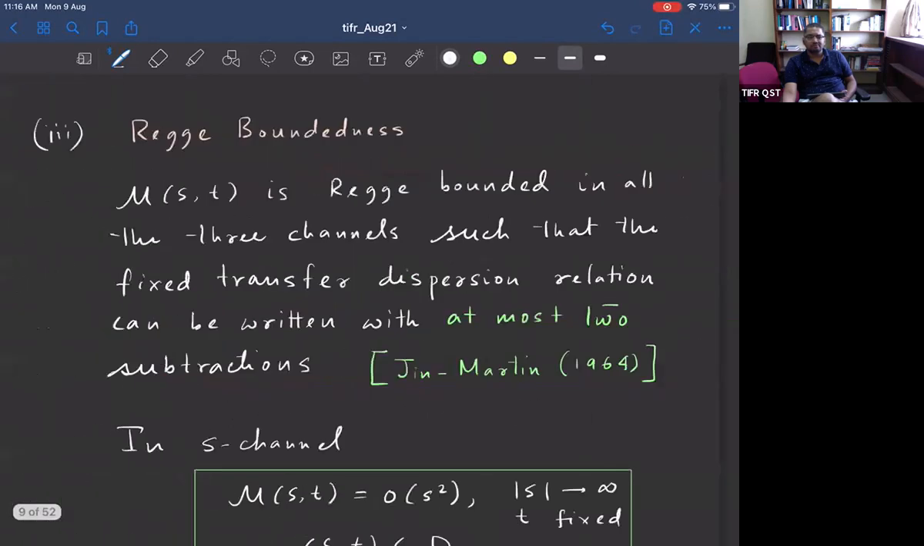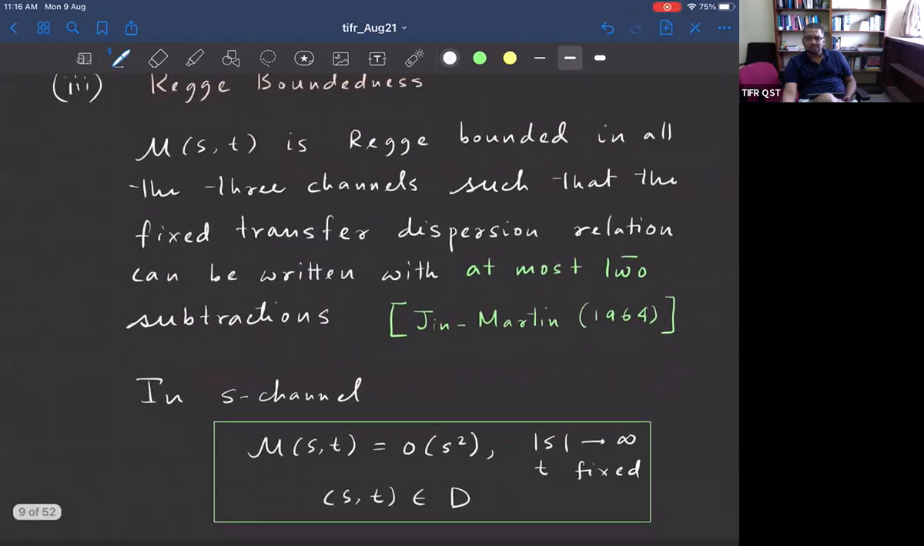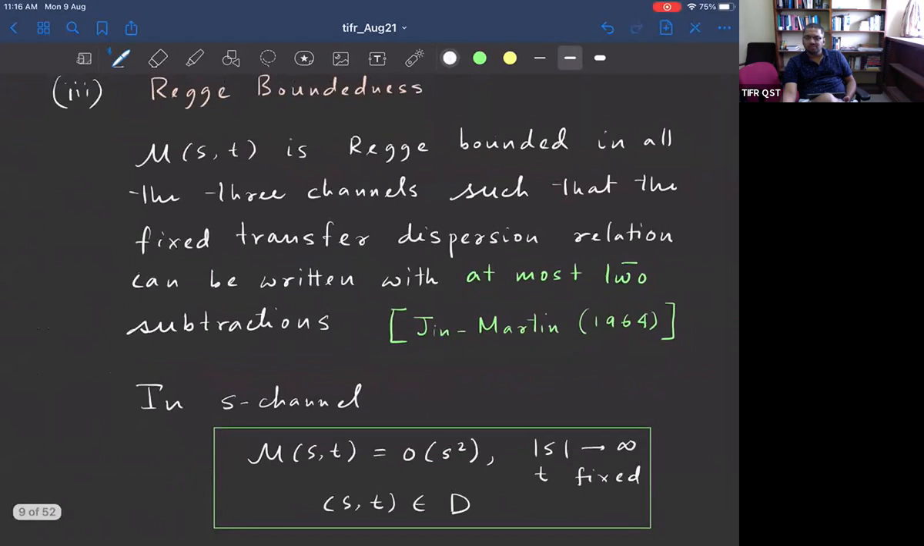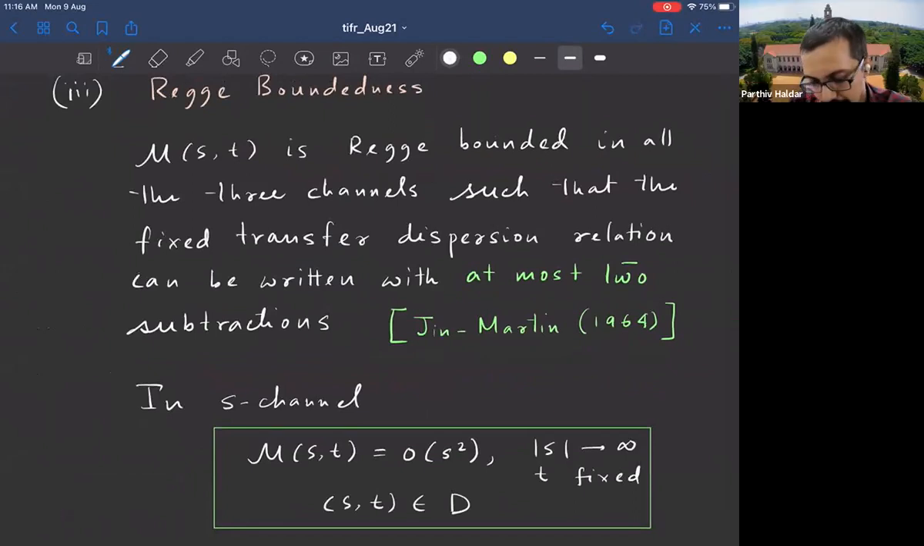So if you go to the previous slide, where does this result come from? Is this what they call the Froissart-Martin bound? Yeah, so the Froissart-Martin bound is actually used to prove this result. You need the Froissart-Martin bound to prove this thing. The Froissart-Martin bound literally tells you that in the forward direction it goes like ln^2 s of this form, but then you need to apply some more structure. One argument goes like that.